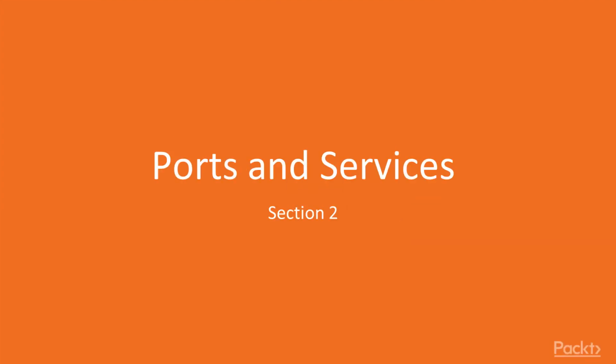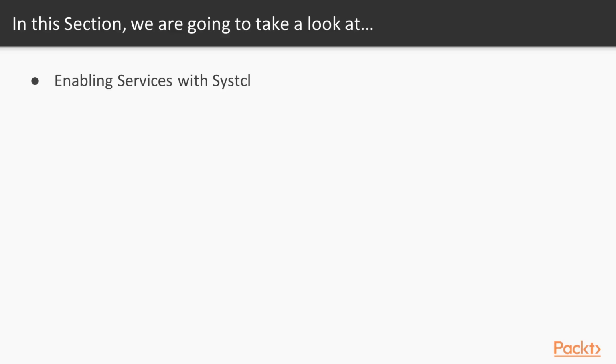Hi everyone. Let's start with the second section, Ports and Services. In this section, we'll be working with ports and services, enabling and disabling unwanted services with the command sysctl, gaining access to service listing, setting up the /etc/systemd/timesyncd.conf file, and working with the ss command for available port listing on Linux.